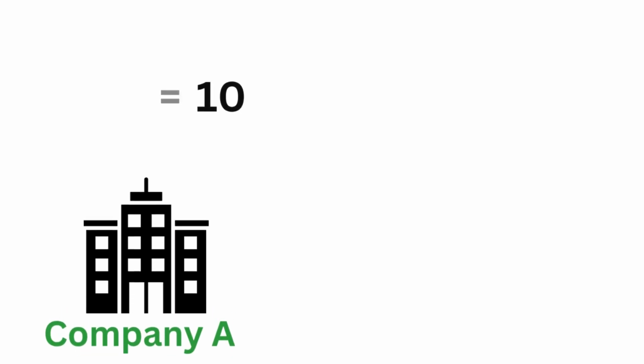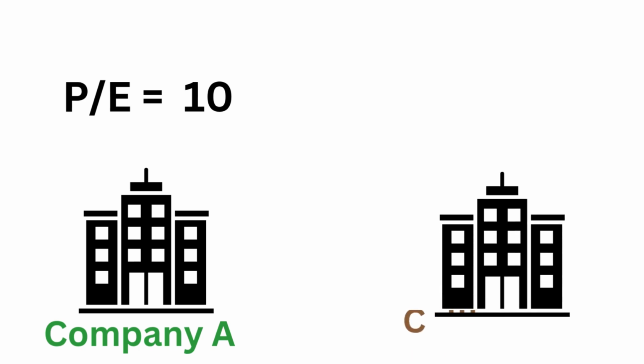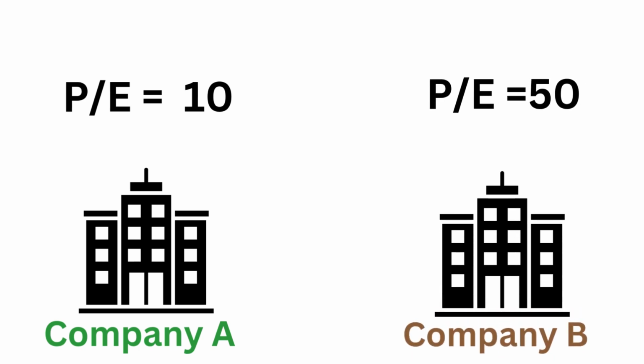Here's an example. Company A has a PE of 10. It may be steady but slow growing. Company B has a PE of 50. Investors expect it to expand fast. So a high or low PE ratio doesn't make a stock good or bad. It's all about growth expectations.